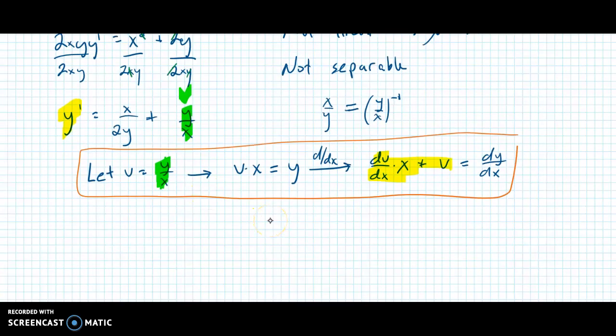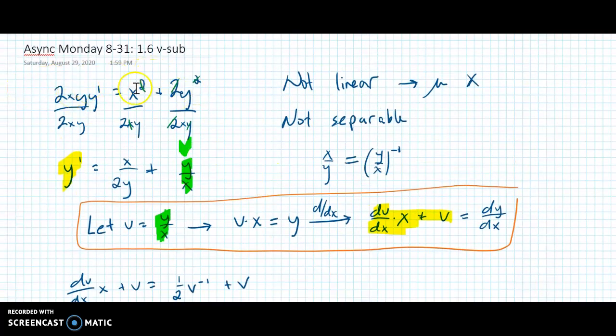I get yellow is this. So I get dv dx times x plus v equals, I'll write it as 1/2 v to the negative 1. I could write 1 over v as well, plus v. That's the green piece right there. So when I do all this sub, it actually simplifies this equation significantly. It looked like this. It was kind of messy.